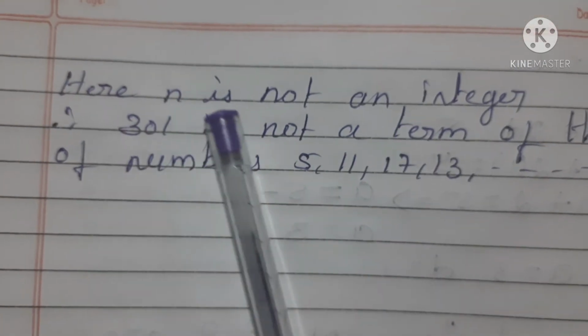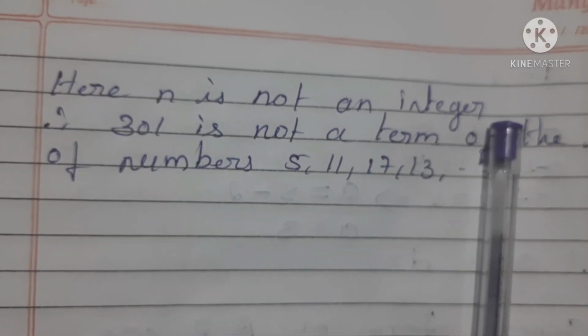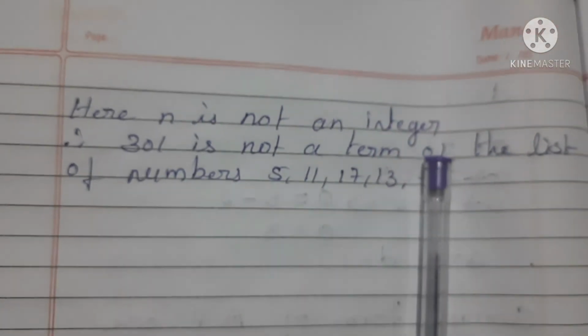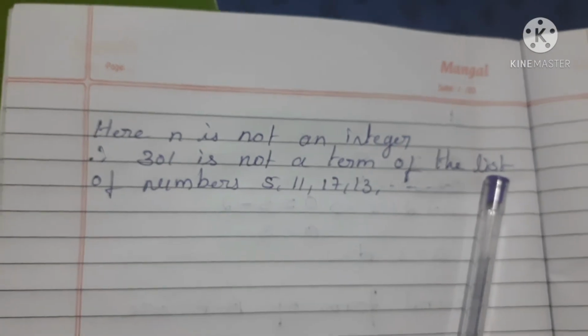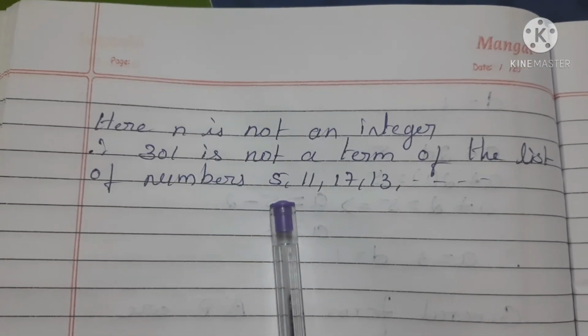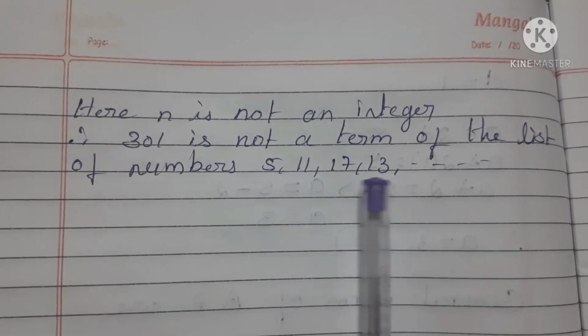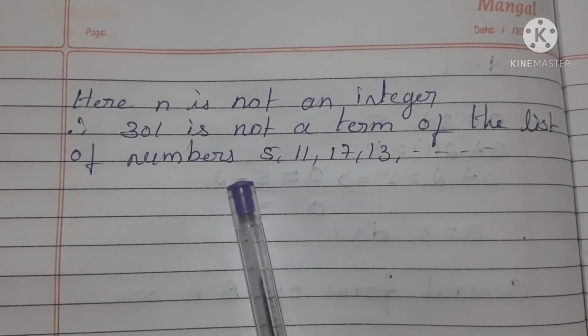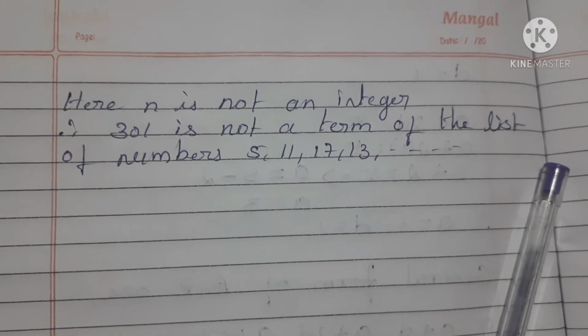Here n is not an integer. Therefore, 301 is not a term of the list of numbers 5, 11, 17, 23. That means this 301 is not there in this arithmetic progression.